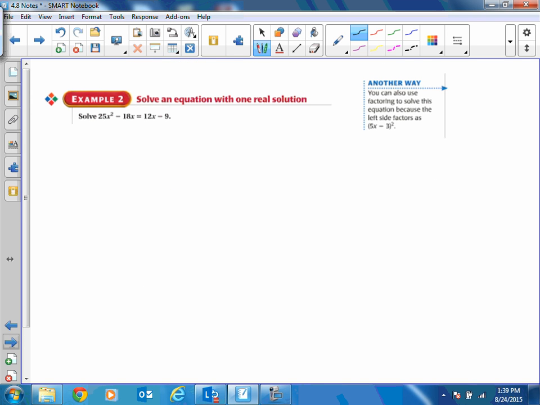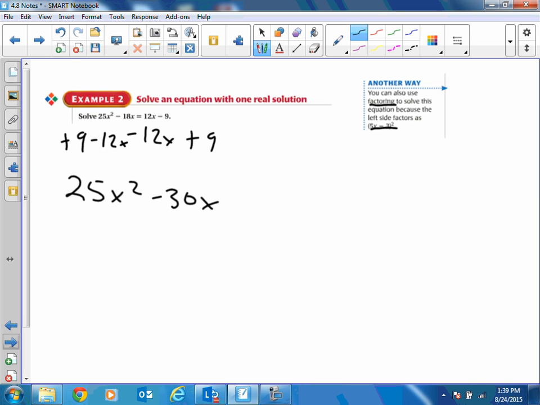Okay. Solve an equation with one real solution. You could also solve this by factoring, and it'd probably be a lot quicker, but we're going to do this by quadratic formula. So the first thing I do is set it equal to 0. I would subtract 12x from both sides and add 9. And I know I'm doing this out of order, but we get 25x squared -18x minus 12x is -30x, and then plus 9 equals 0.